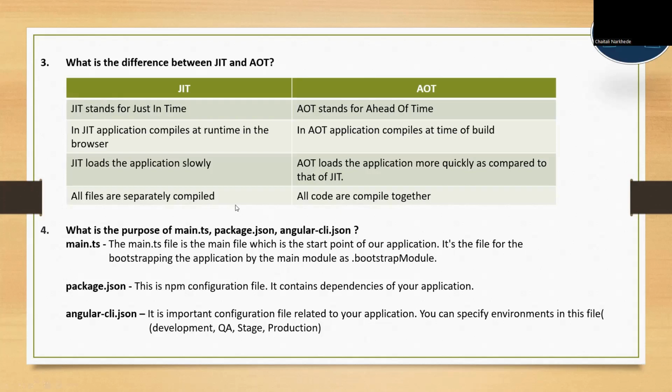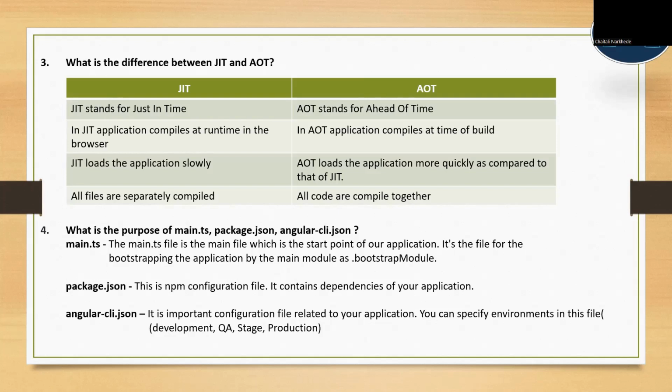Next question is, what is the main purpose of main.ts, package.json, angular-cli.json? Main.ts file is the main entry point of your application. It is the file which is used for bootstrapping your application. It means you can specify the component name in the bootstrap module, in brackets. Suppose you want to start your application with a different component, then you can make the changes in the main.ts file.